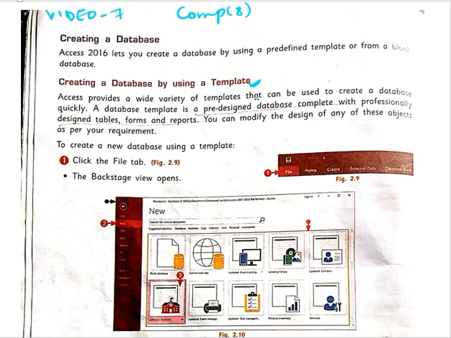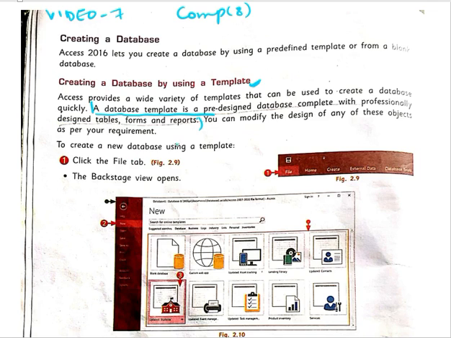Access provides a wide variety of templates that can be used to create a database quickly. So what is a database template? You can write a definition: a database template is a pre-designed database complete with professionally designed tables, forms and reports, so we can easily edit or modify it.